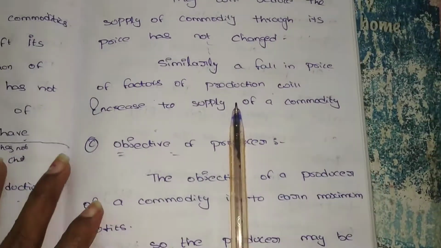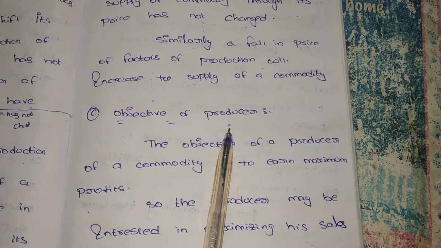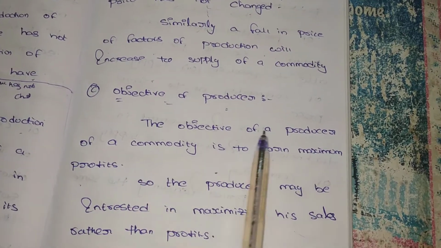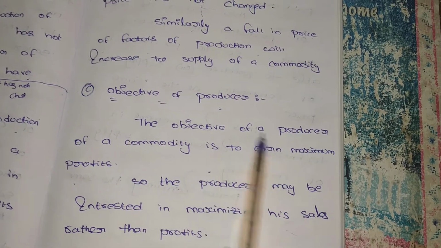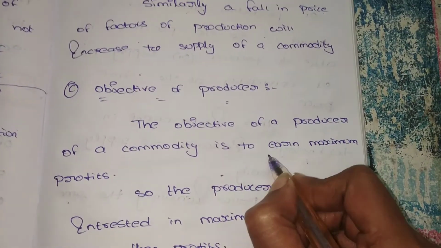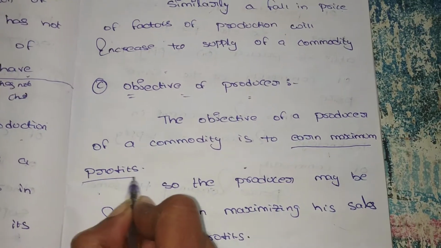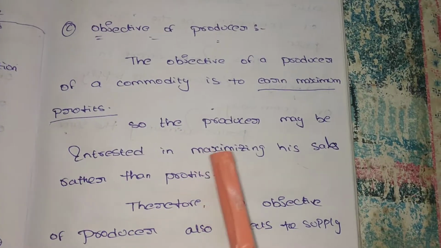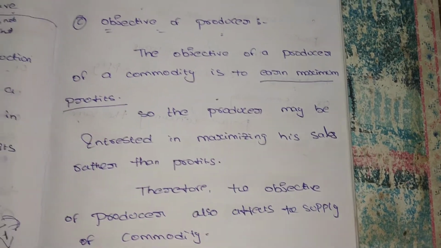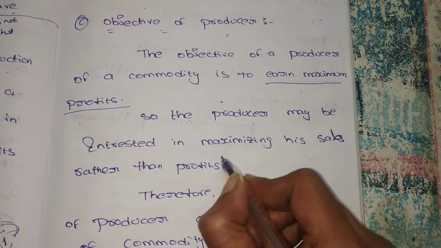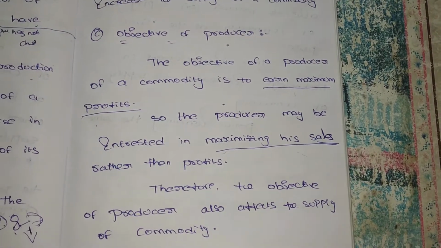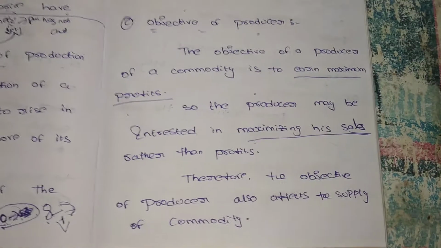Next, what are the objectives of the producer? Based on the objectives of the producer, supply will also be affected. How? Let's see here. The objective of a producer of a commodity is to earn maximum profits. We all know that every producer wants to earn maximum profits. But the producer may be interested in maximizing his sales rather than his profits. So he wants to maximize his sales, meaning he wants to increase his sales, which means he wants to supply more goods.